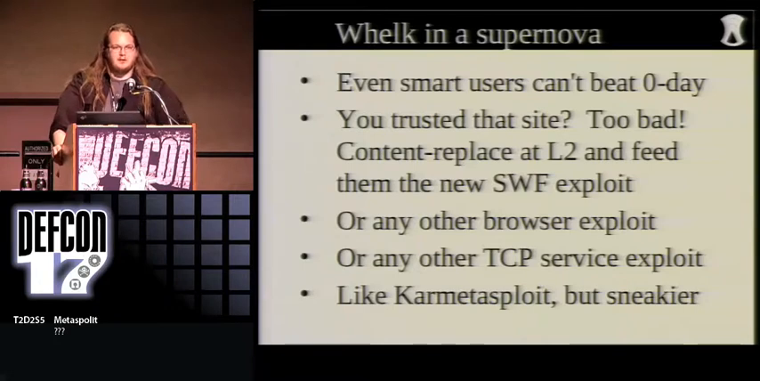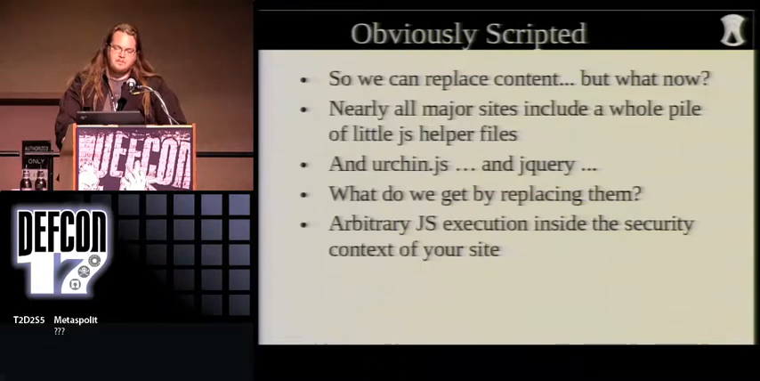Now that Flash file you were looking at is the latest Metasploit payload, or any other browser exploit, or browser autopwn, or any other TCP service exploit, like, you know, if there's a nice exploit for POP3, replace their email stream. It's like Karmetasploit, but a little bit sneakier. So we can replace content, but what do we do now?